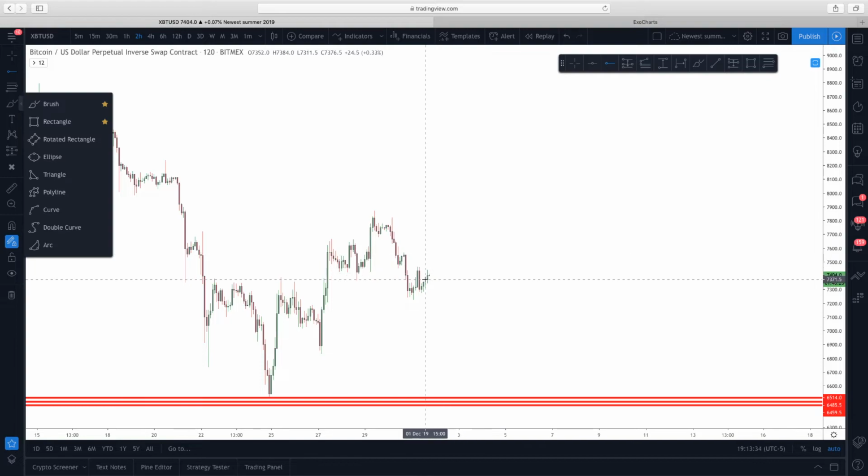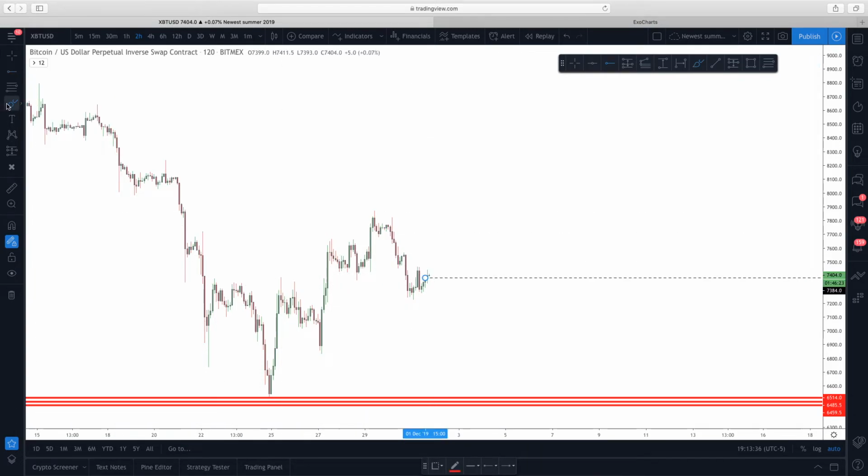And the idea would be that if we come down and test this low again, there's a high probability that if we come down and test this low, like this, that we bounce. Now, that's if we test it vertically. There's a high probability that if we are up here and we test it from down here or from here, that we bounce.